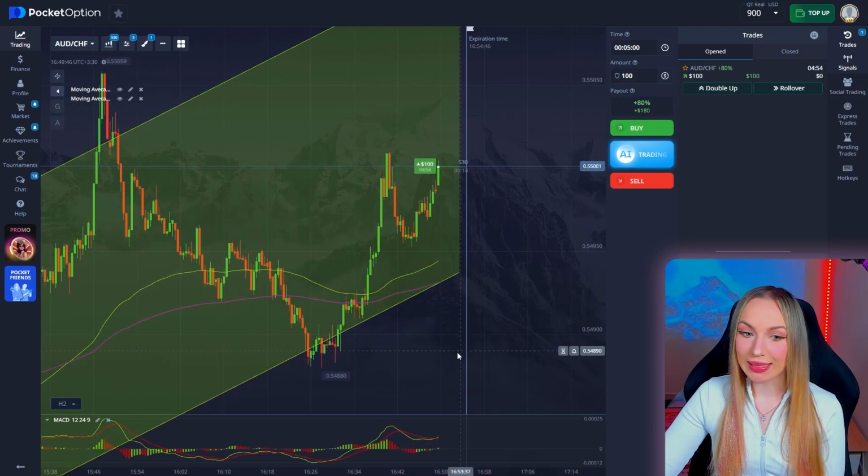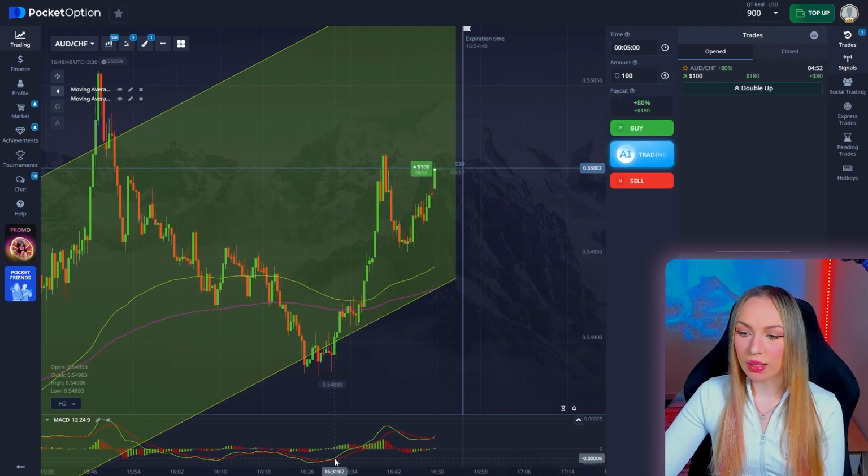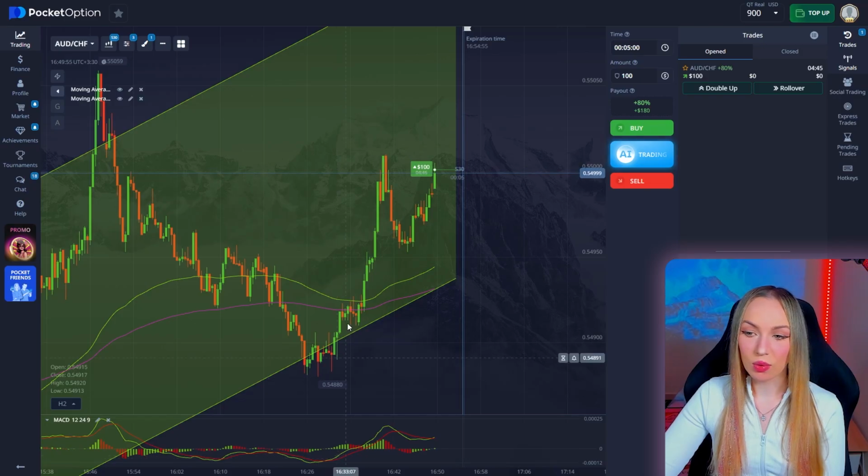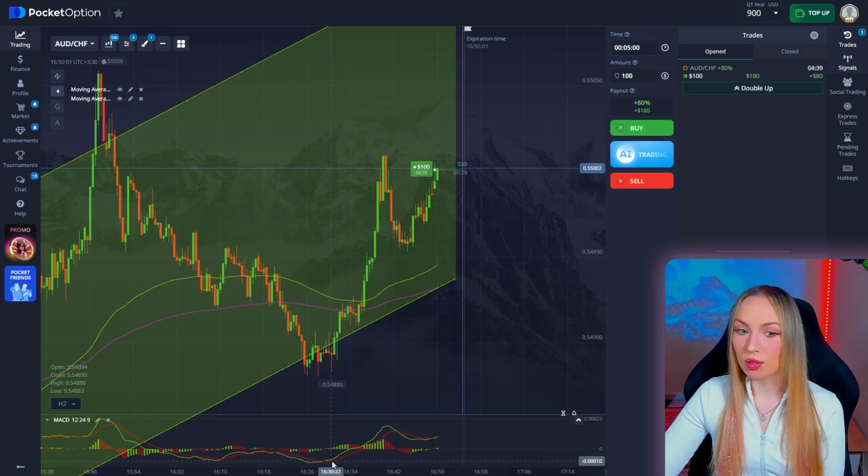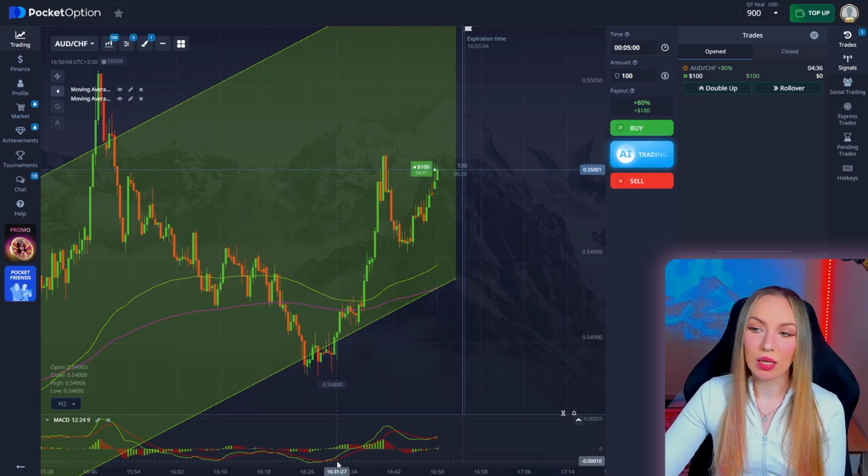So what we can see here was a really nice signal from MACD to open the trade in the upward direction, and it was perfect, first of all, because the price was on the support. MACD lines crossed in the oversold zone, so that's the perfect signal to open the trade in the upward direction.